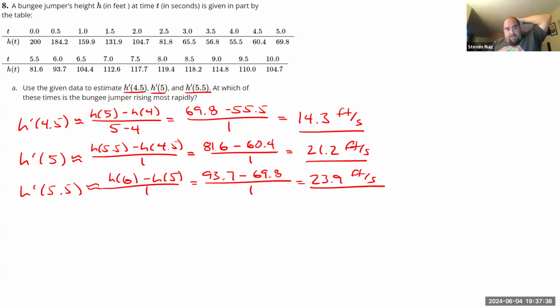So we have three different rates. They are all positive. So what does that mean, first of all? It's kind of implied by the question, which said, at which of these times is the bungee jumper rising most rapidly? The fact that these are all positive means that at each one of these timestamps, the bungee jumper is rising, because all of these derivatives, all these instantaneous rates of change, are positive. The height is increasing as time increases. So for which one is the bungee jumper rising most rapidly? That's going to be the one that's the greatest. So that would be at 5.5 seconds, because that is the greatest value of h prime that we've found so far.